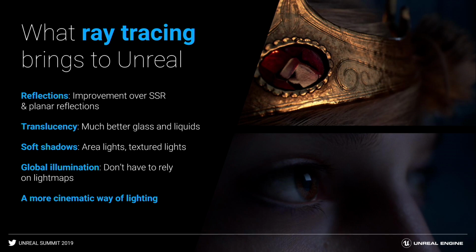Goodbye Kansas has been waiting a long time for ray tracing in a game engine, because now they can finally use lighting concepts that they're used to in traditional offline rendering and use them in real time. They get correct reflections, which is an improvement over SSR and planar. They get much better glass and liquids with ray trace translucency. Area lights give them more natural looks for environments and for characters. And with real-time GI, they don't have to rely on light bakes, which means they can see results in real time when they're doing their lighting.